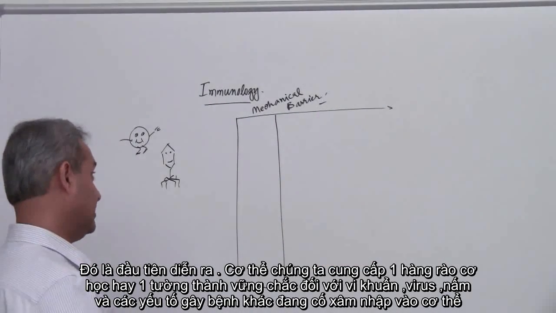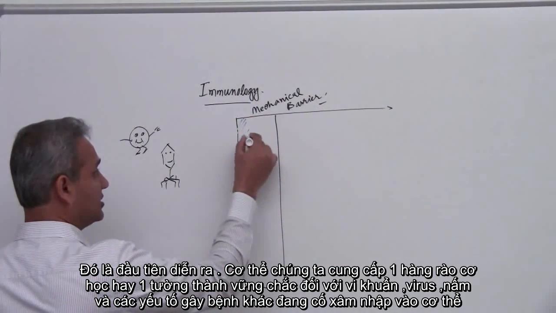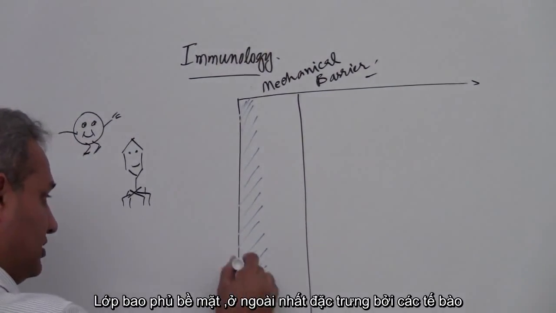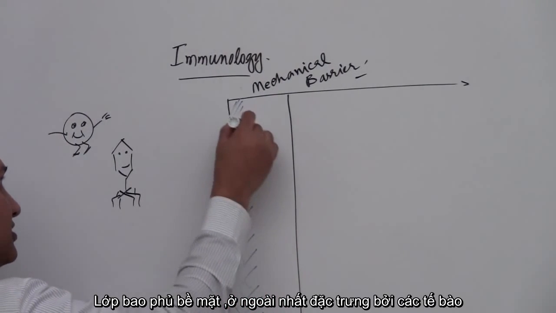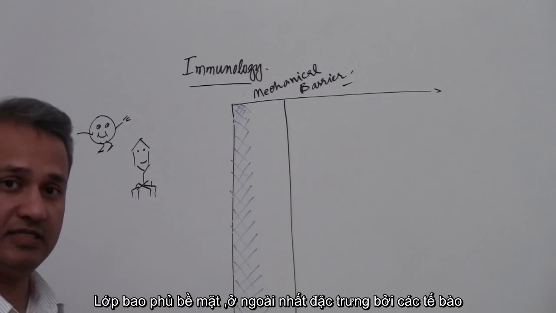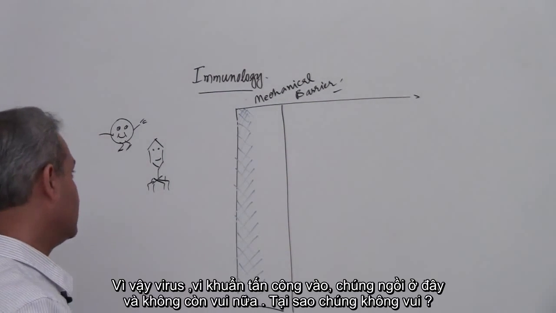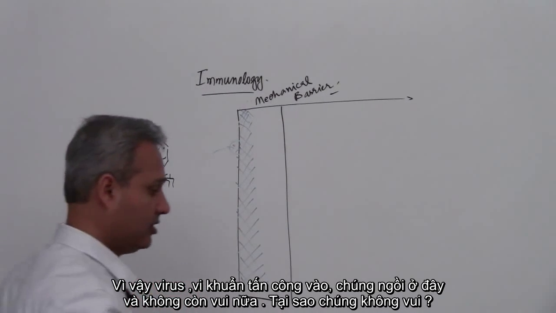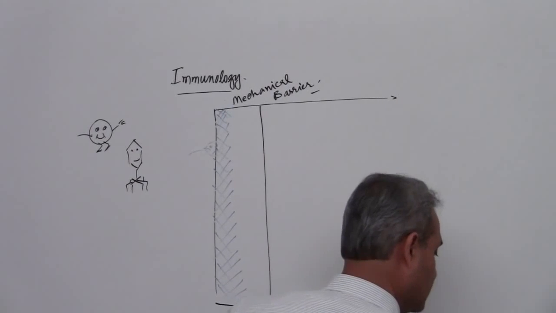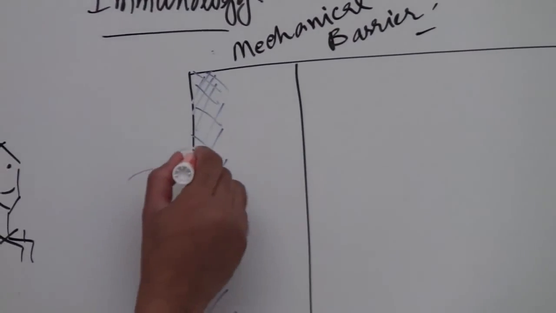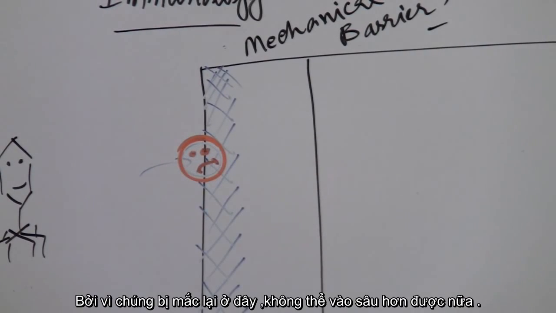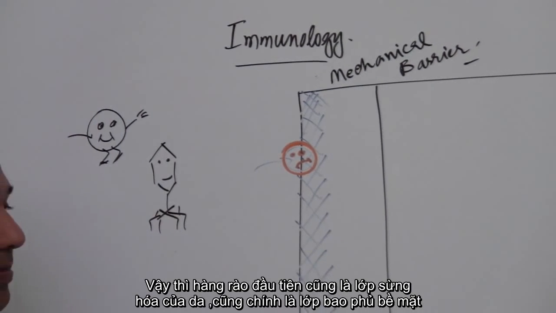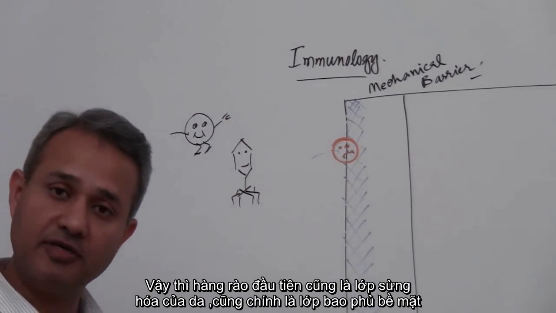So the very first thing, the skin. So skin is keratinized. I hope you know this. Skin has multiple layers. The layers which are facing the surfaces, the outermost layers, are keratinized, dead cells. So viruses and bacteria, they attack it, they sit down here, they're not happy anymore. Why are they not happy? Because they're stuck here. They can't go any further. So the first mechanical barrier is the keratinization of our skin.